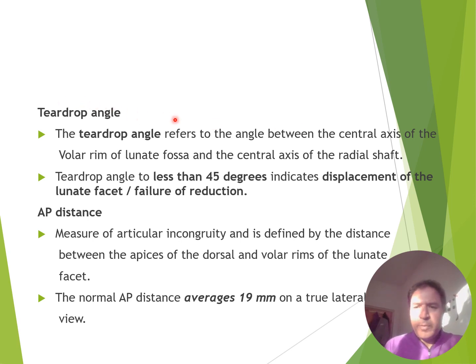Now we have the teardrop angle. What is the teardrop angle? The teardrop angle refers to the angle between the central axis of the volar rim of the lunate fossa and the central axis of the radial shaft. A teardrop angle of less than 45 degrees indicates displacement of the lunate facet, failure of reduction. AP distance is a measure of articular incongruity, defined by the distance between the apices of the dorsal and volar rims of the lunate facet. The normal AP distance averages 19 mm on the true lateral view.